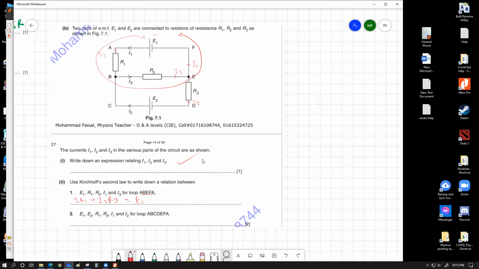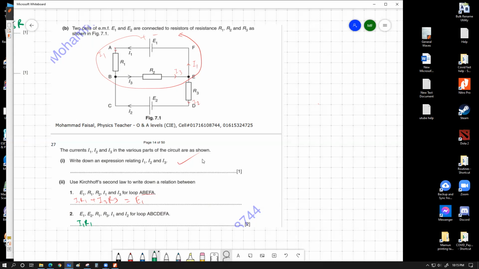Okay, next let's see A B C D E F A. So we are now skipping the mid branch. We are going for this whole entire loop, so we have to consider the branch currents. Once again, A to B we have the potential drop I1 R1, and then B to C we don't have anything, so forget about that. From C to D we don't have any resistor, forget about that. From D to E we have some current and we have some resistor.